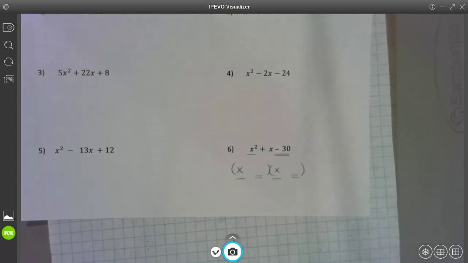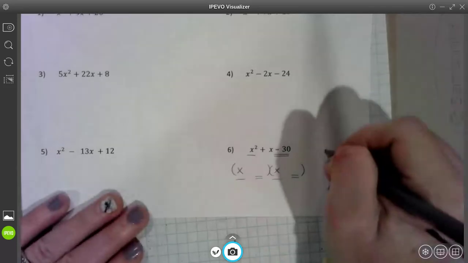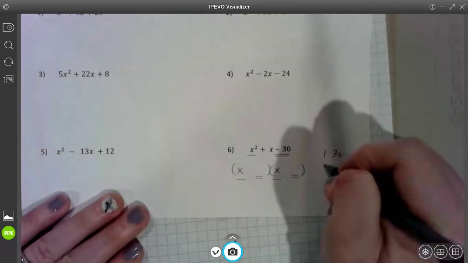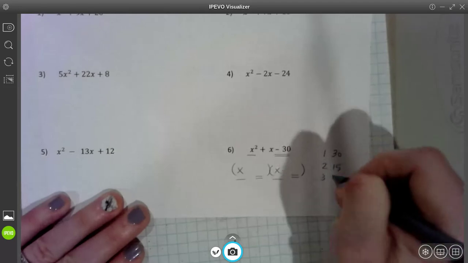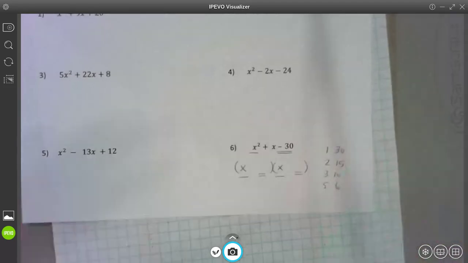Also, think about the clues. If we have to multiply to a negative number, we know we need opposite signs. We need a positive number and we need a negative number. Well, I like to give you guys options. What numbers could you put there? What numbers do you know multiply to 30? And that was it, guys. Those are the only 4 pairs of numbers that multiply to 30.